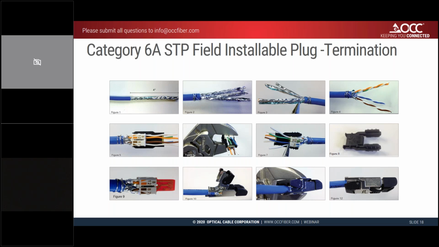And just for completeness, I'm going to show you the shielded version as well, which is basically the same thing. The only difference here is, of course, you've got to deal with some shielding elements, but you basically trim those back, wrap your drain wire around, and then everything else is pretty much the same. Just plug it into the plug body, and then crimp it down in the back, and you're done.